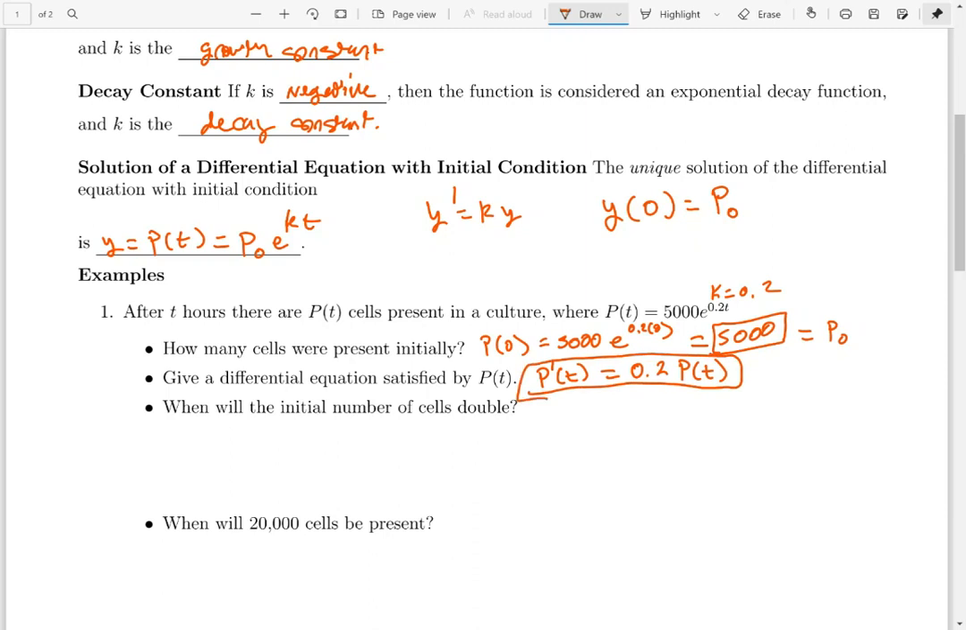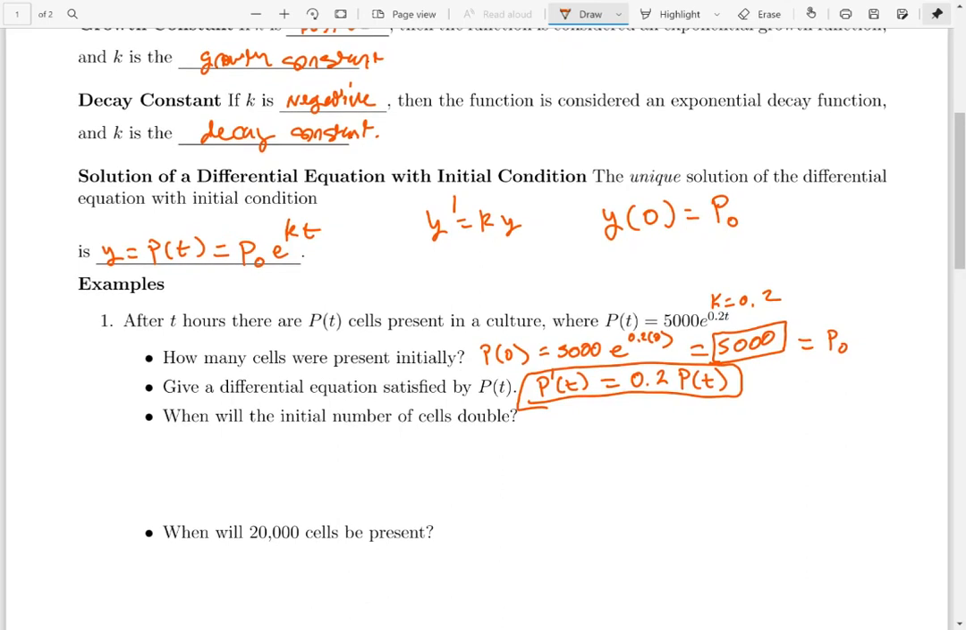Okay, so now we have a question. When will the initial number of cells double? Alright, well, if the initial number of cells was 5,000, what that means is that now we just set our equation that we were given, P of t, equal to twice that, so that's going to be 10,000. So 10,000 is equal to 5,000 times e to the 0.2 t. Then I can divide by 5,000, divide by 5,000. I then get that 2 is equal to e to the 0.2 times t.